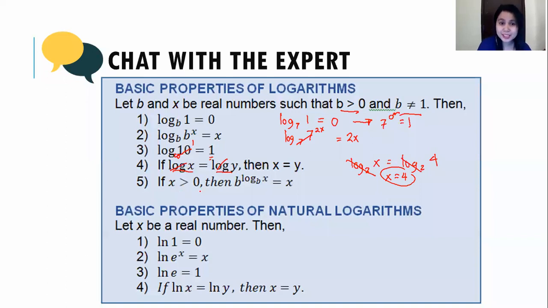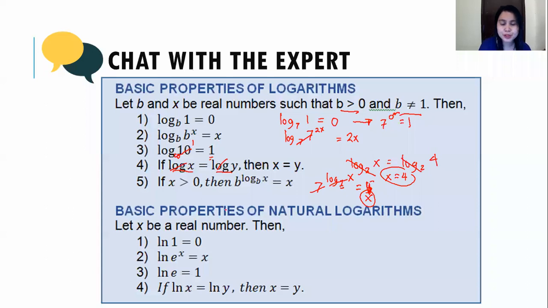Next, if x is greater than 0, then b to the log b of x is equal to x. Example, 7 to the log 7 of x is equal to x. This is the base. The exponent is a logarithm of the same base. So we cancel them. Then the answer is x.